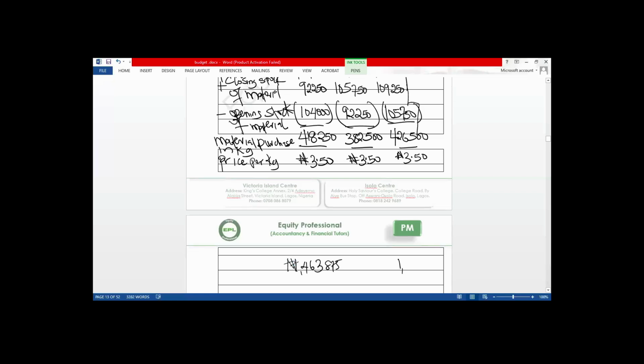In February, we are going to spend 1,338,750. Then in March, we are going to spend 1,492,750.